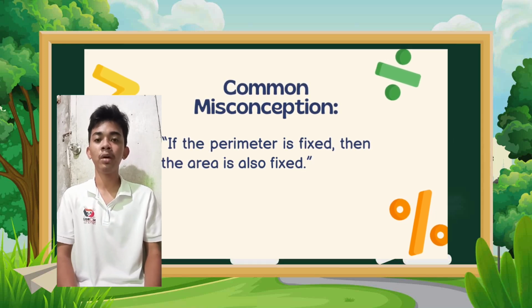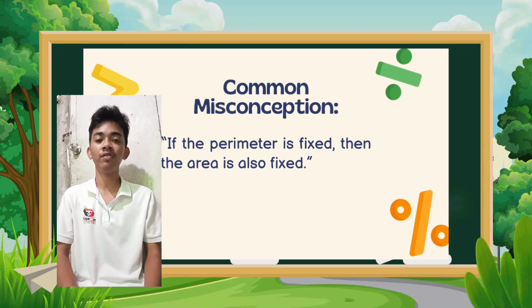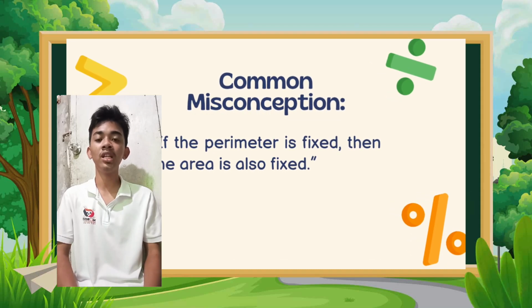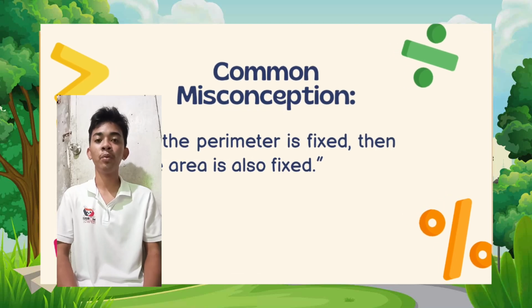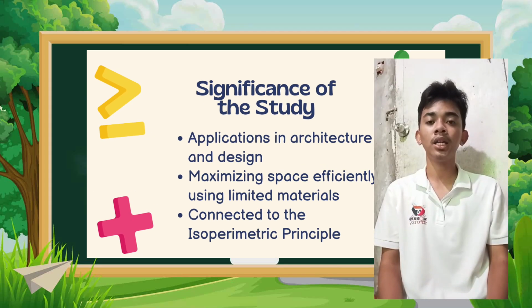Many people assume that once the boundary length is set, the space inside cannot change. However, this idea is actually incorrect, and our investigation will prove that area can vary significantly even when the perimeter remains exactly the same. This topic is highly important because it has practical applications in architecture, construction, and design.